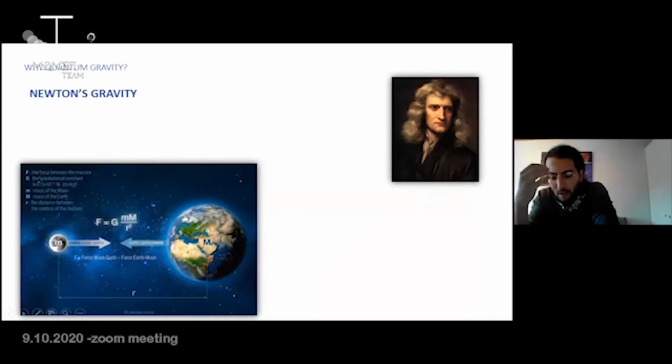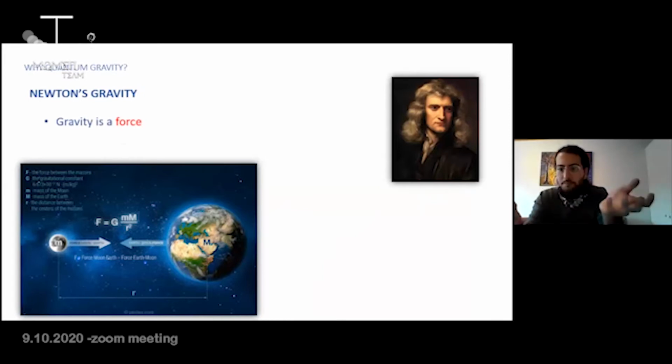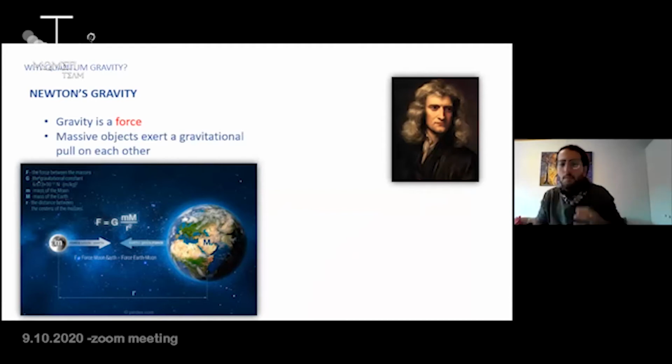The pinnacle, the important gravitational theory, was Newton's gravity, which we've all heard of. Newton called gravity a force, a pulling force. He said massive objects exert gravitational pull on each other, and everything in this universe is as if hanging together by ropes, pulling on each other. Everything that has mass is connected through this action from a distance. He called it an action from a distance.